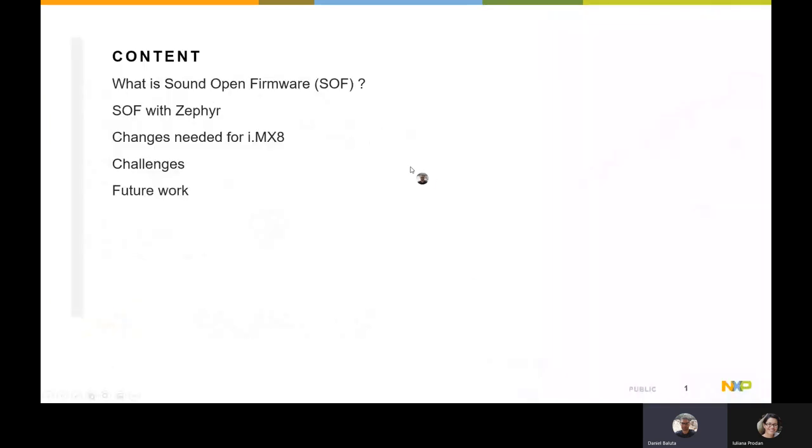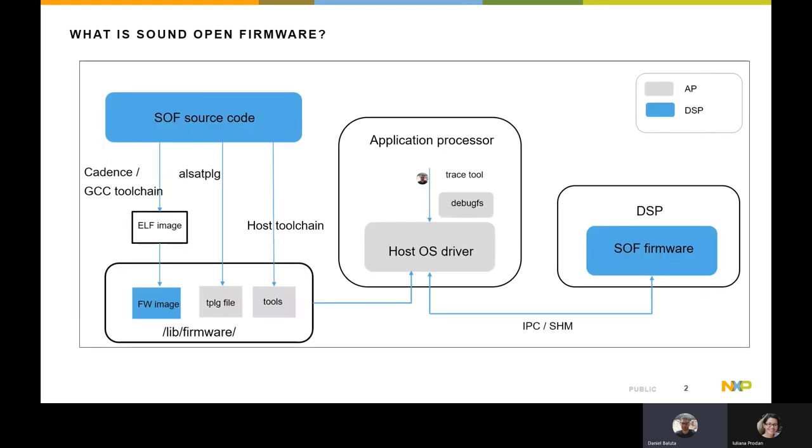So basically, we will introduce Sound Open Firmware, a short overview of what it does and why it is useful. Then we will try to see where Sound Open Firmware could fit inside Zephyr, and then the changes we've done for NXP i.MX8 platforms, together with the challenges and bugs and all the things that we encountered during this work. And finally, we'll tell you about our future plans.